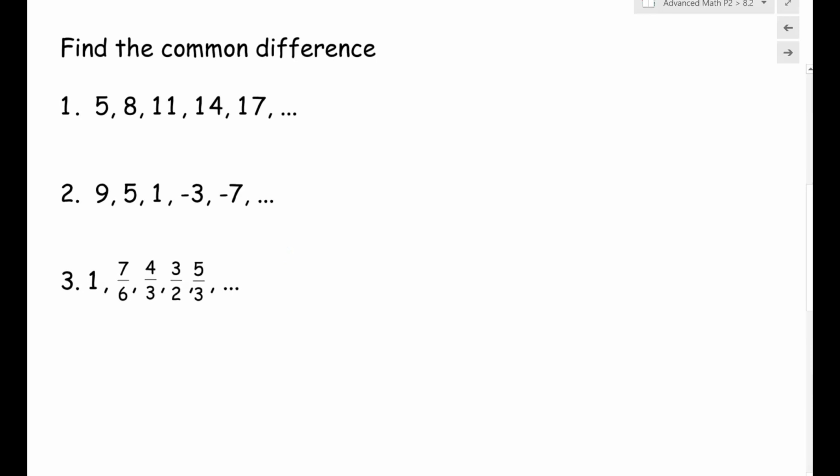All right, the first basic examples are just finding that common difference. What's the common difference on number 1? I'll do this one. To find D, we just take two terms and subtract them. So 8 minus 5 is 3. You always take the higher term: this is A1, the first term, this is the second term, so you take the second minus the first.